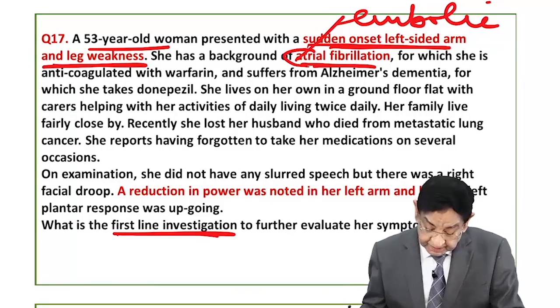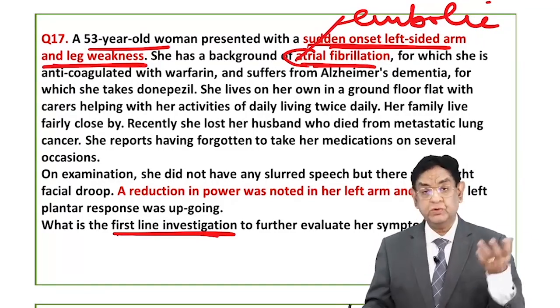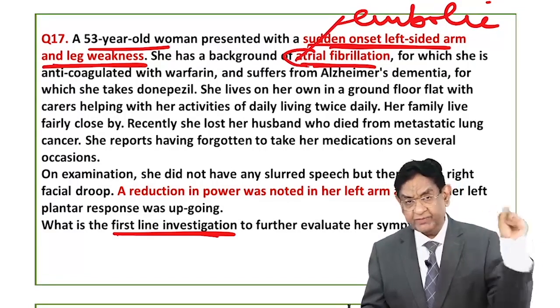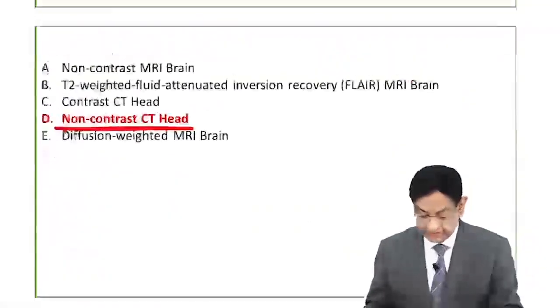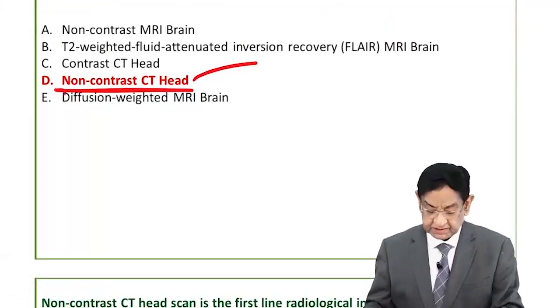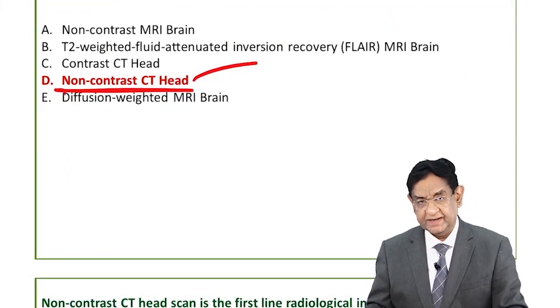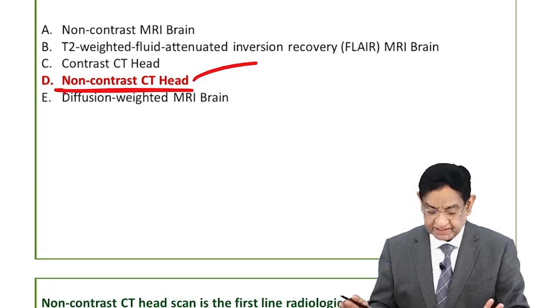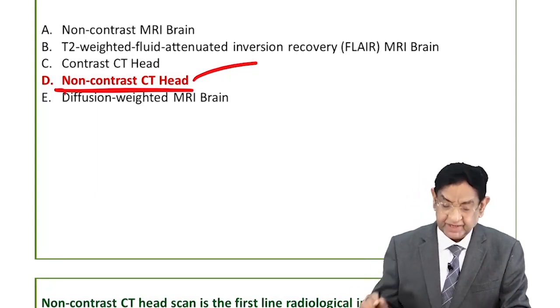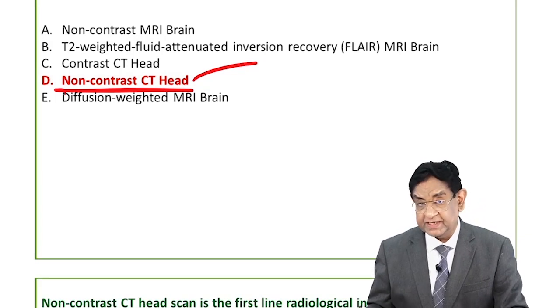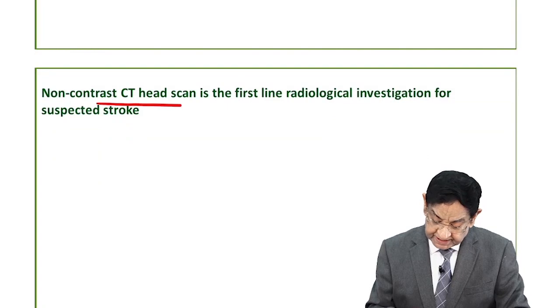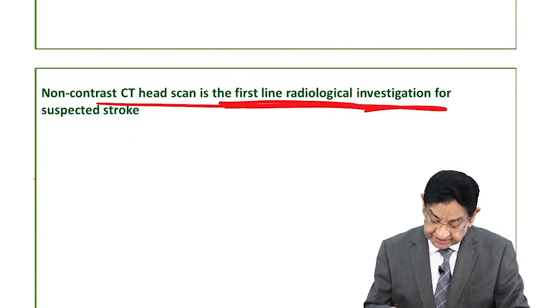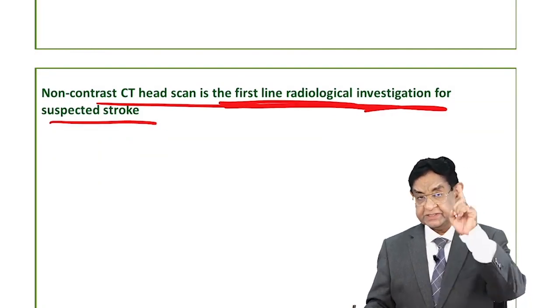So, the golden line we learned in the previous question: for any stroke case, the first thing to do is non-contrast CT scan. No other investigation needed, so no need to discuss this. Straightforward answer is non-contrast CT scan. So non-contrast CT scan is the first line investigation for a case of suspected stroke.